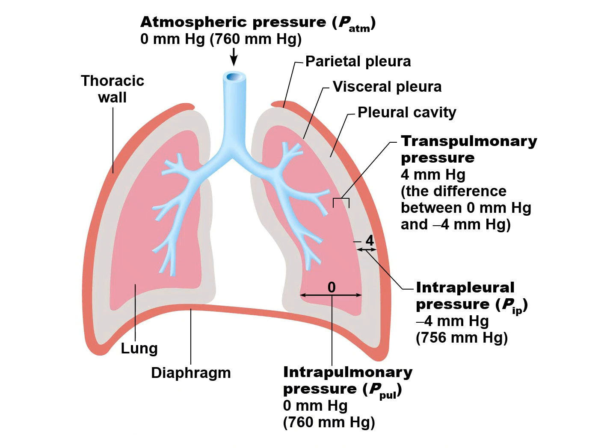Then you have the intrapleural, and that's where that little arrow there is, and that's about negative 4, right? Then you've got the intrapulmonary, which is about 0. And so all of these things balance each other out is essentially what they're saying, that the transpulmonary and the intrapleural balance one another.